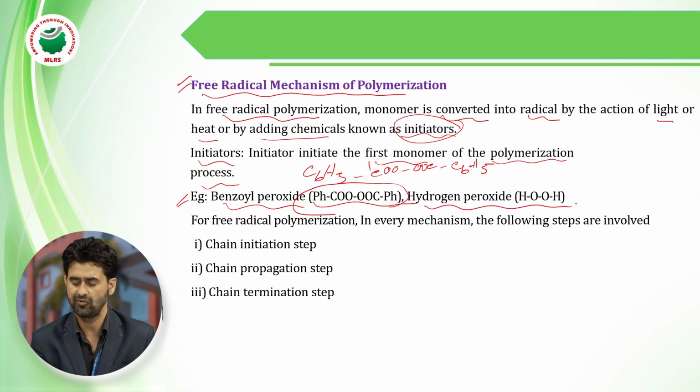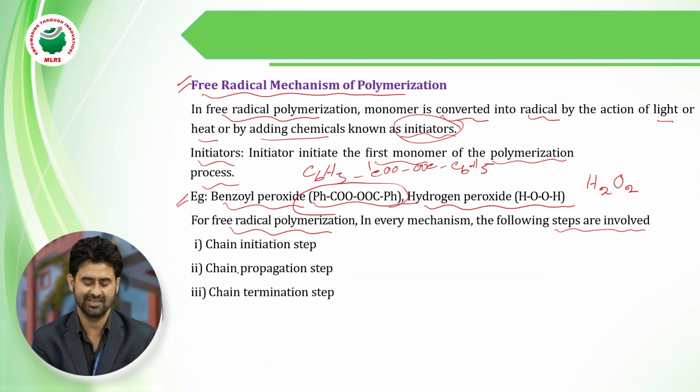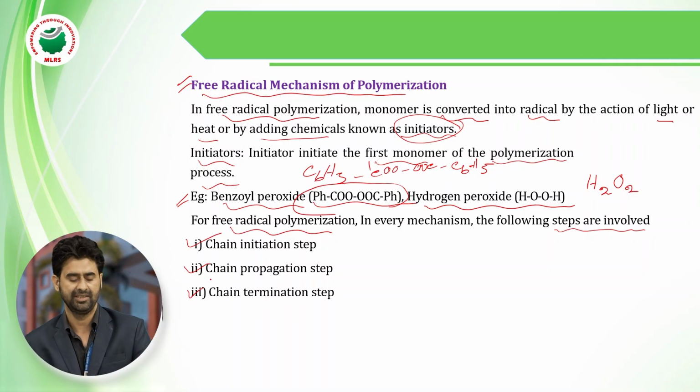Hydrogen peroxide we use here. The chemical formula of hydrogen peroxide is H2O2. For free radical polymerization, in every mechanism, the following steps are involved. First is initiation, chain initiation. The second is chain propagation, and the third one is the termination of the chain.